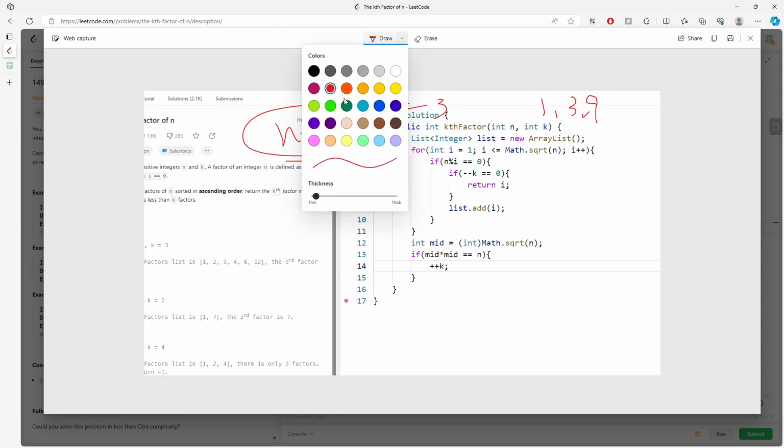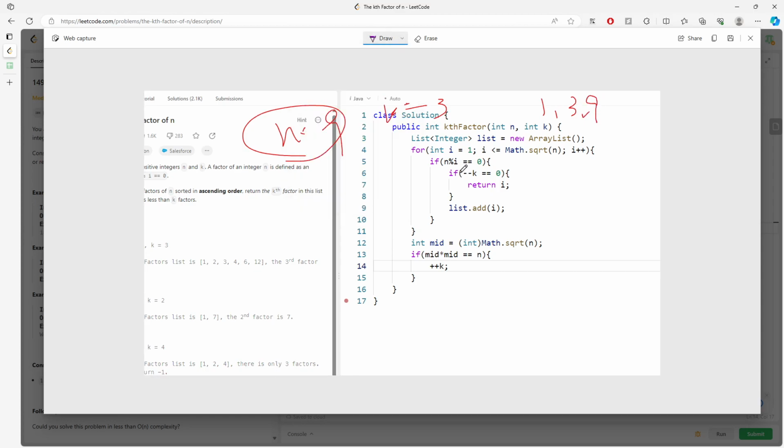Alright, let's traverse the loop. From 1 to 3. So 9 mod 1 equals 0. Okay, so this is 1. I decrement my k, and it becomes 2. And then it's not returning, right? So I add 1 into the list right here.